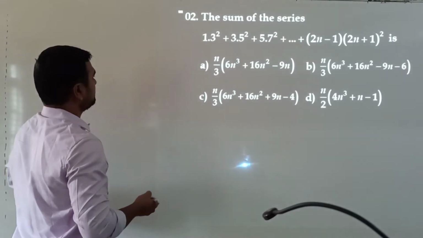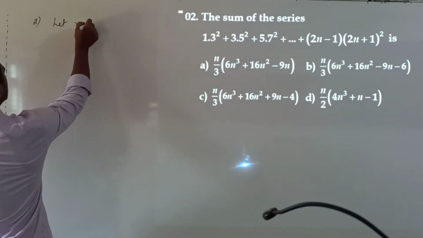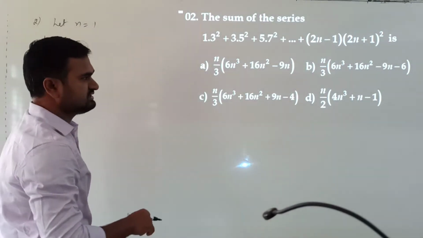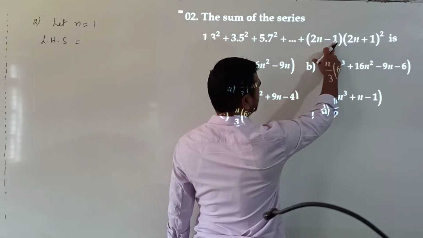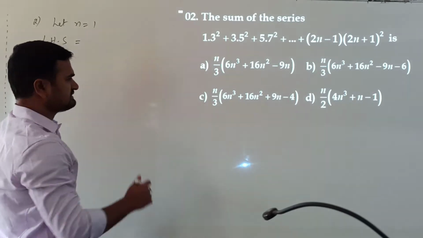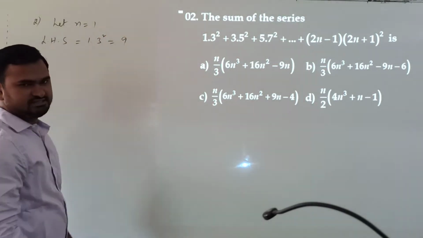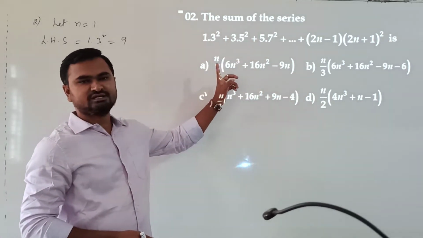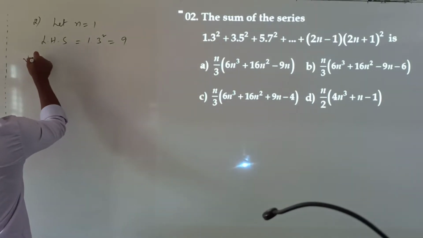Let us take n equal to 1. So what is the left hand side value? N is 1 means (2 minus 1) into 3 square, so the sum is 1 into 3 square, that is 9. So left hand side is 9. Now in the options also we should get 9 whenever n is 1. So let us take n equal to 1 in the options.